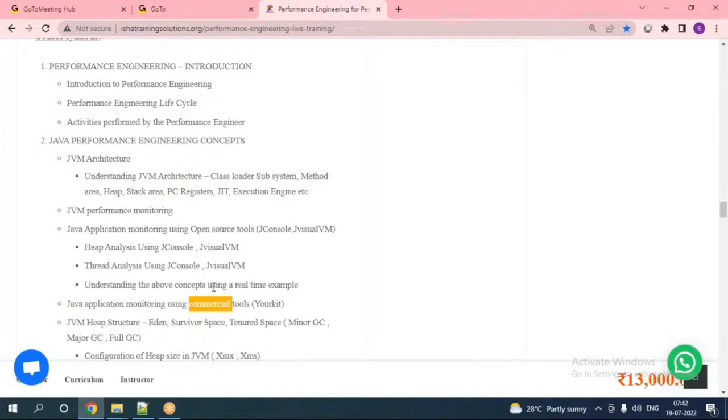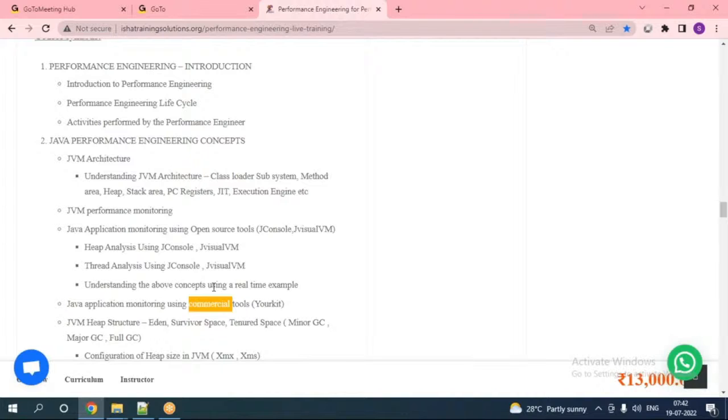We are going to learn a commercial tool. It is actually a value add, right? Everywhere you can add it in your resume. You can say, I know this tool, I know this utility, and you can explain it to the interviewer, right?